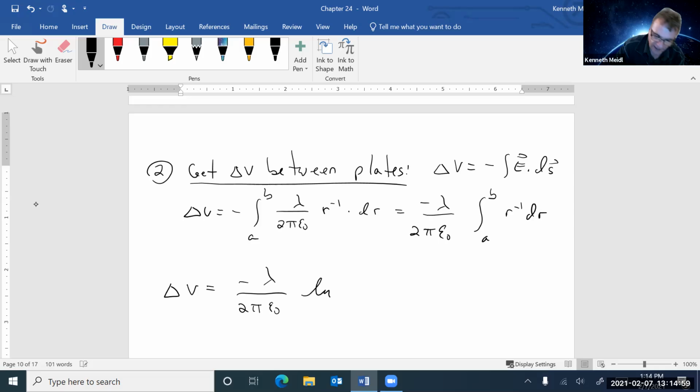And so you get the natural log, which is the definition of the integral of 1 over x dx. And then I have to evaluate it at the endpoints. And so you have the natural log of b minus the natural log of a. Maybe I'll just write it compactly somehow like this here. Okay.